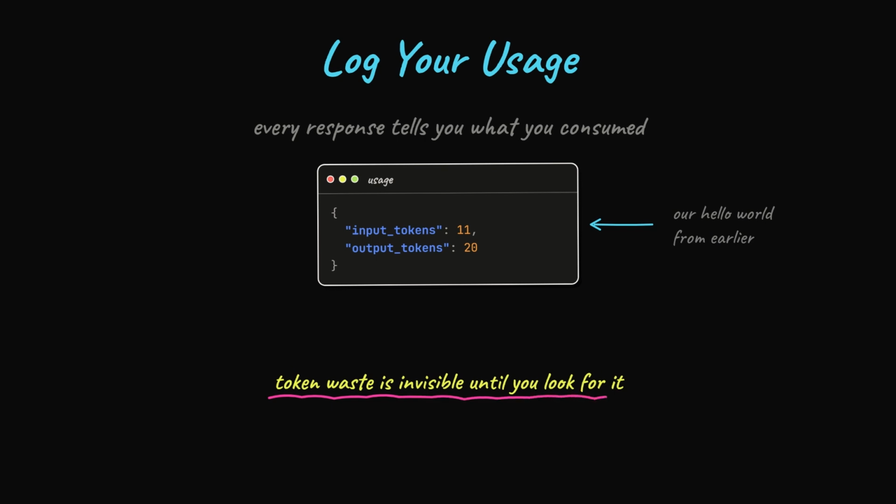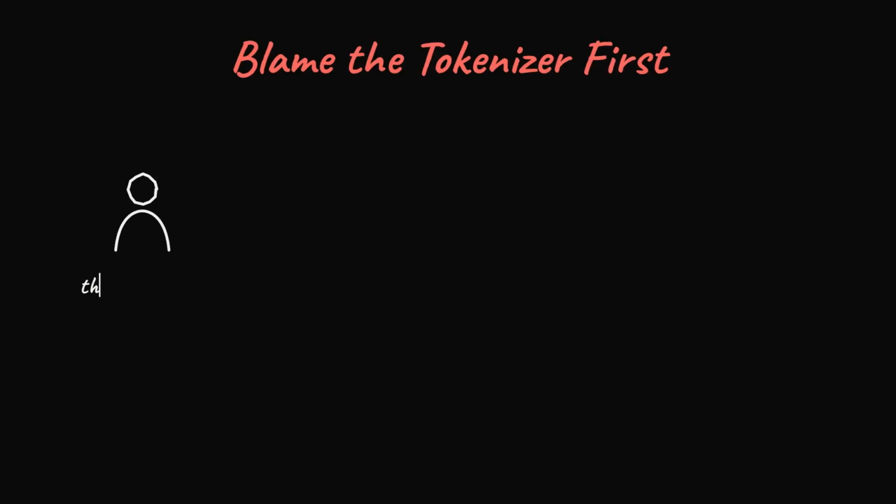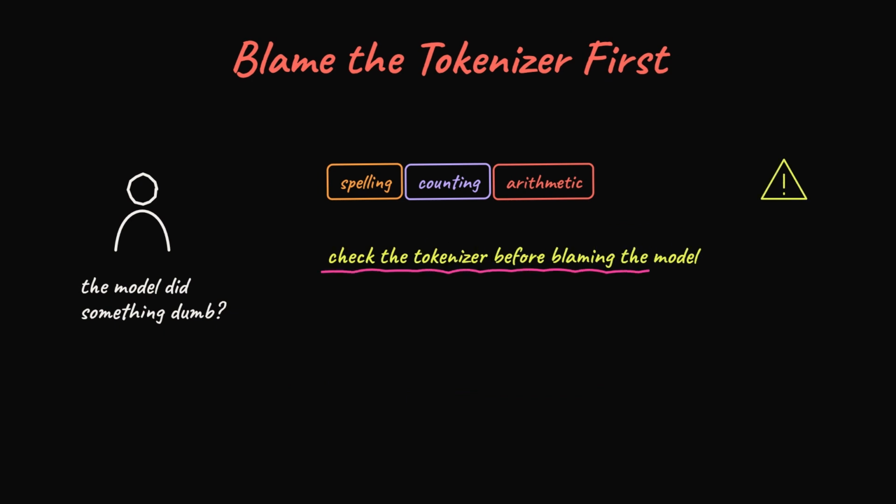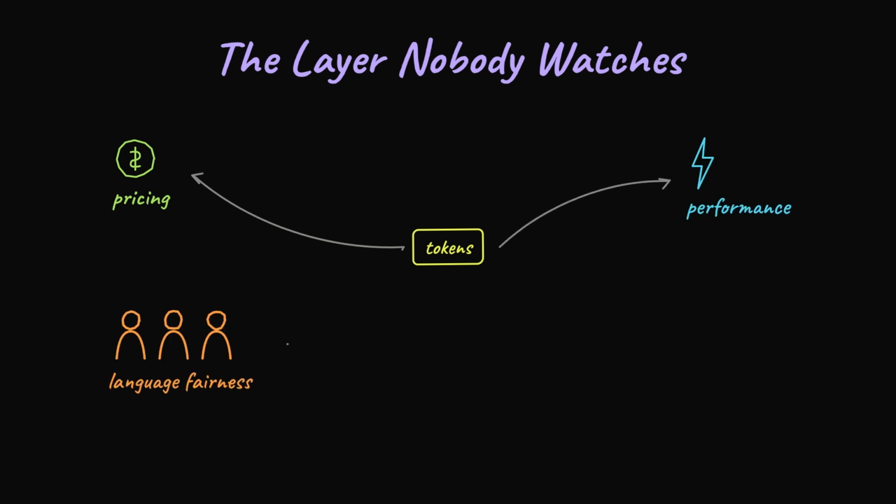And when a model does something dumb with spelling, counting, or arithmetic, check whether the failure lives in the tokenizer before blaming the model, because a lot of the time it does. Tokens are the one layer of this whole stack that almost nobody looks at, and it quietly shapes pricing, performance, language fairness, and half the weird bugs people screenshot on social media.